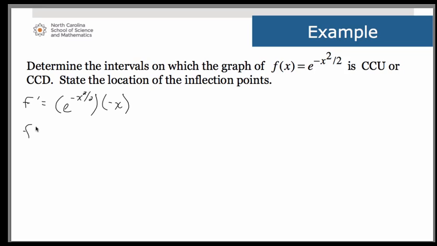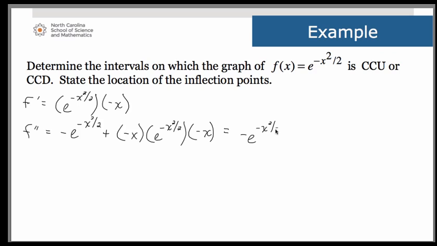Second derivative, we'll have to do the product rule. So we would have negative e to the negative x squared over 2 plus negative x times e to the negative x squared over 2 times another negative x. And let me simplify that a little bit. So we have negative e to the negative x squared over 2 plus x squared e to the negative x squared over 2. There we go.